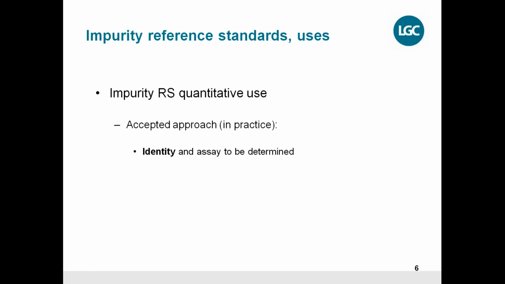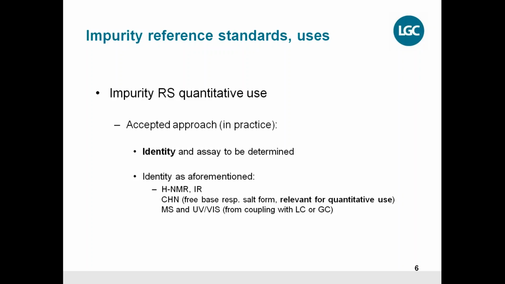So you need to determine, of course, identity and assay. Let's have a quick look at identity once again. It is just as aforementioned, the techniques that we have discussed before already. That is also what you should have available. Not necessarily everything on the certificate, but at least in the back end, you should have that information available there. And that is what we do. We have interpretation data of NMR, infrared, the CHN, mass spectrometry, and the UV, of course, as well.